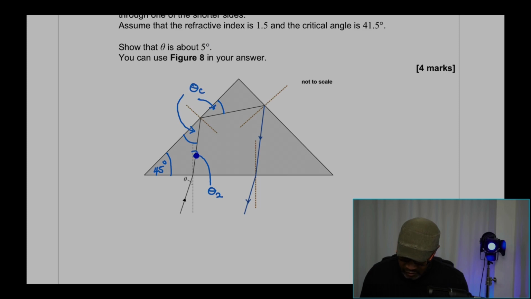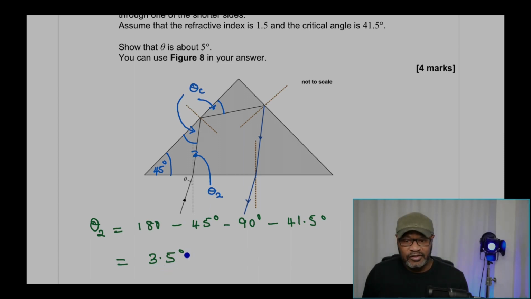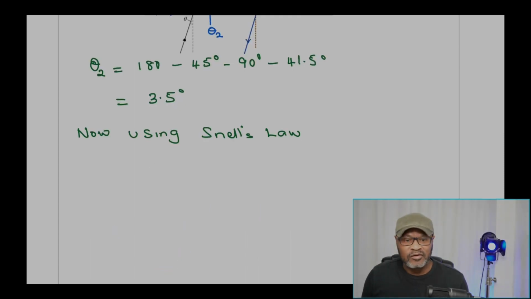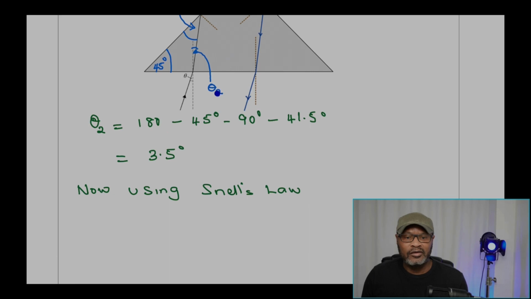To find this angle theta, this is 180 degrees. Take away 45, take away 90, then take away the critical angle, which is 41.5. So theta 2 will be 180 minus 45 minus 90 minus 41.5, and that gives 3.5 degrees. Now we can use Snell's law because we know that angle. We can find that angle by using Snell's law.